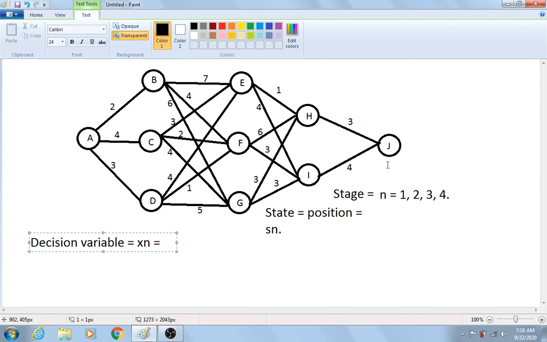So our decision variable, x sub n, will be our destination on stage n. Okay.